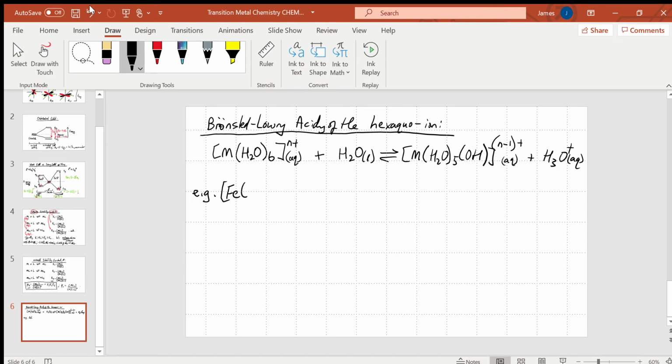Iron with six water ligands. This would be iron(III). We could add that to water. It will be in equilibrium with iron with only five waters and a hydroxide ligand. This would therefore be 2+, aqueous, and we've got hydronium.